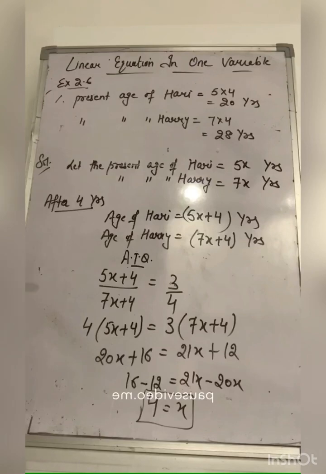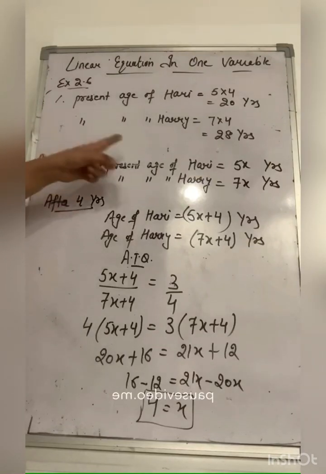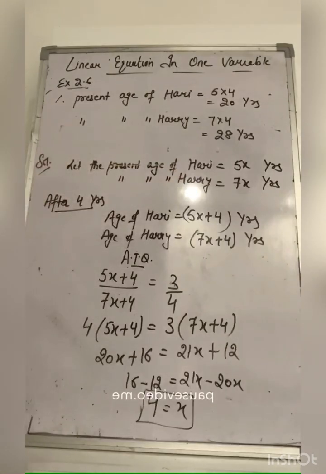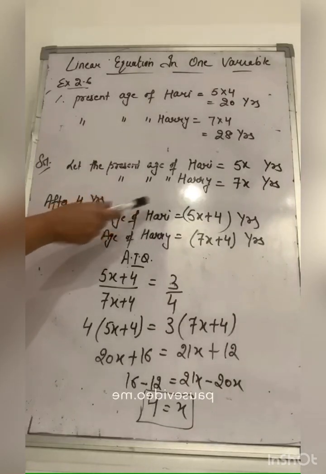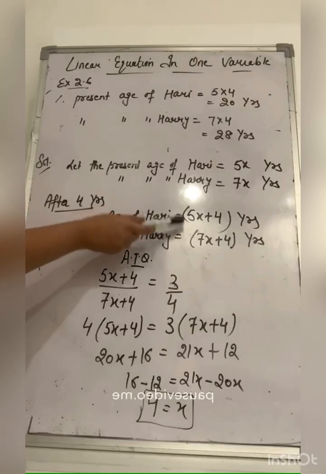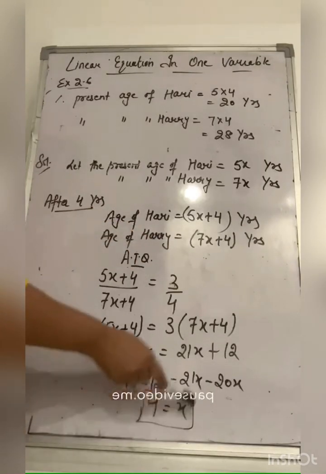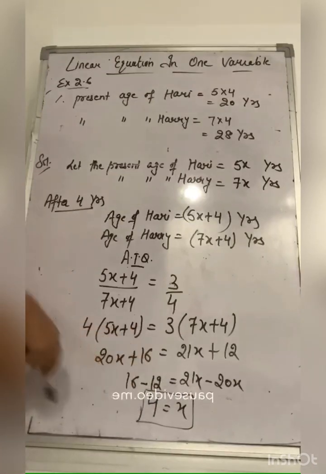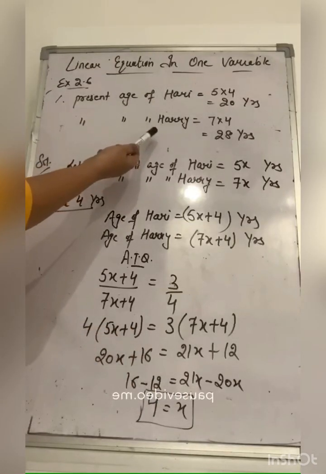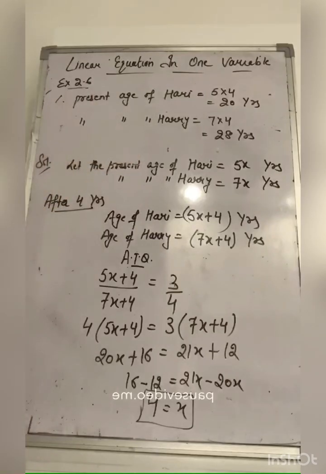First of all, you have to suppose their present ages. Then whatever years, after some years or before some years ago if it is given to you, then you have to suppose their ages according to that, and then you have to make the equation. And after finding the value, you have to find their present ages. Right? So this is question number 6.